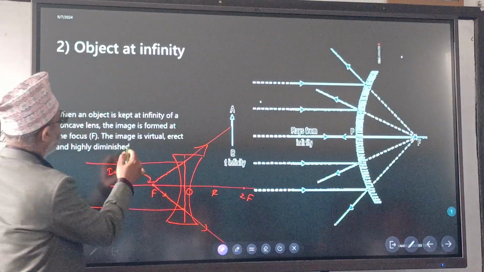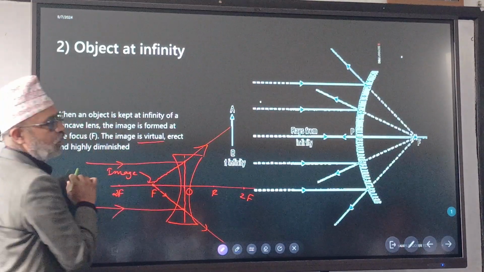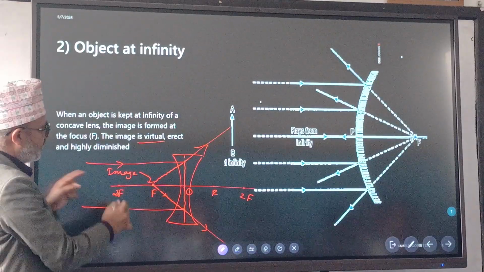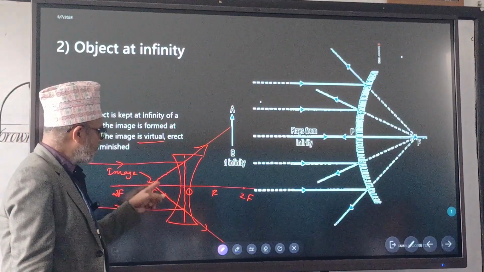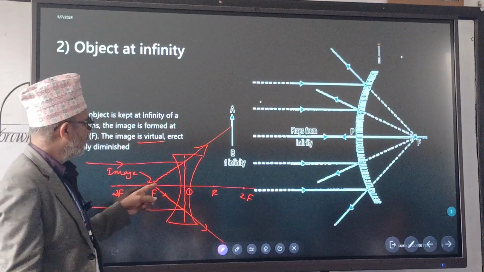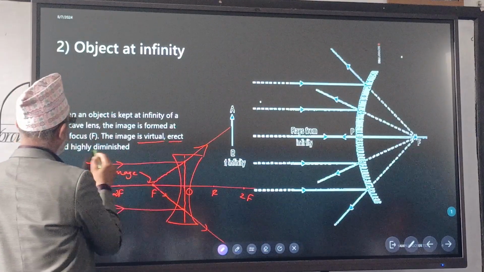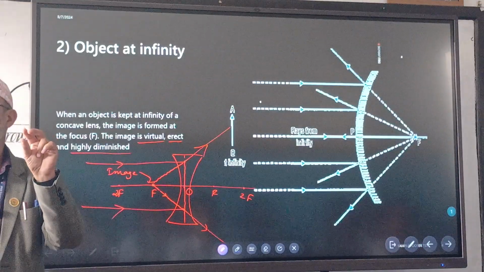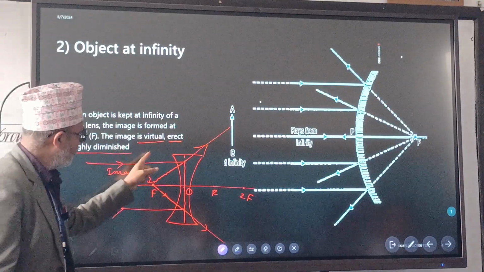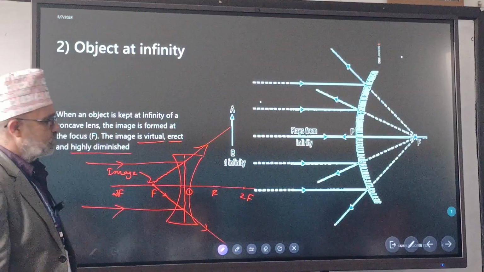What type of image is formed? The image is virtual. Virtual means it is not formed by actual intersection of refracted rays, erect, and what is given here? Highly diminished, very small in size. Virtual, erect, and highly diminished. Okay.